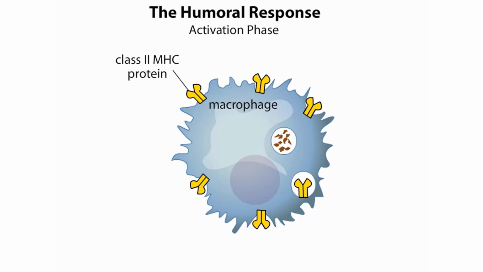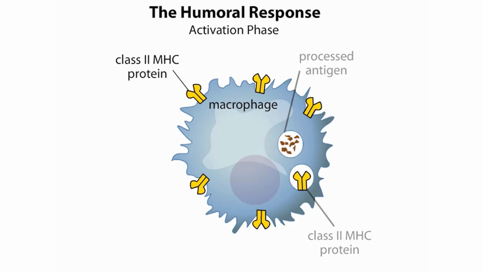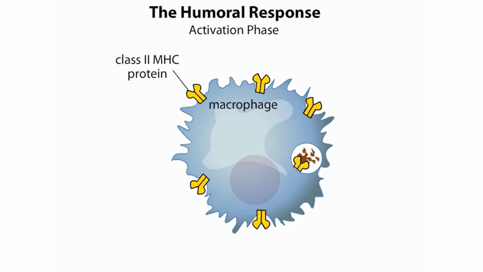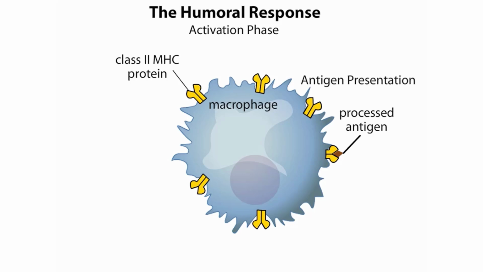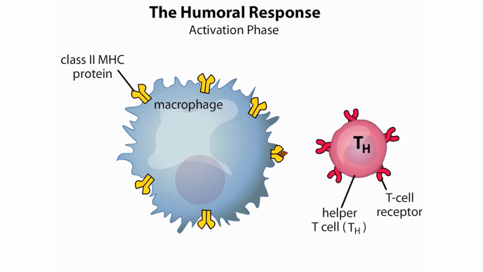Within the cell, the processed antigens combine with class II MHC proteins. The complex is displayed on the macrophage's plasma membrane. This display is known as antigen presentation, and macrophages are considered antigen-presenting cells. A helper T cell participates in the next stage of the humoral immune response.